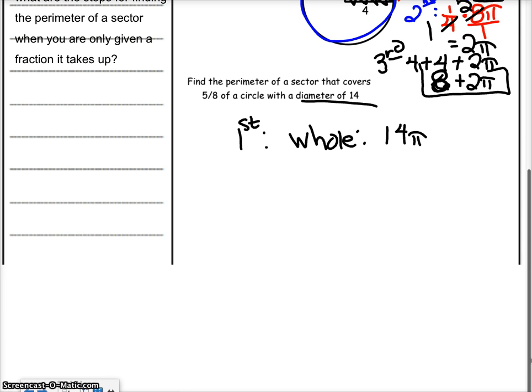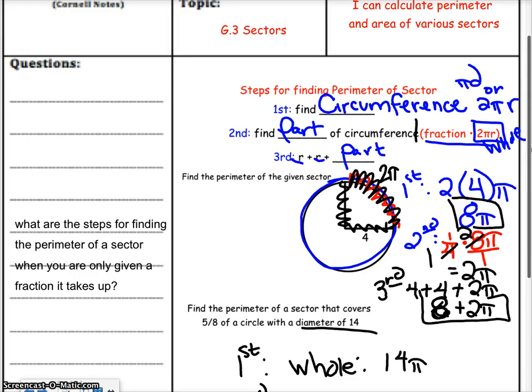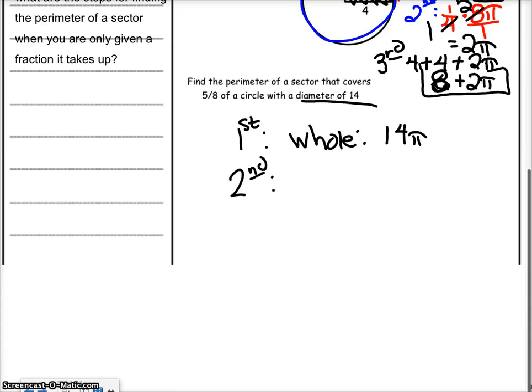Second, I need to find parts. I need to find that little arc length. According to my steps to find part, what I do is fraction times the whole, that's here in part 2, fraction times that whole. So it's 5/8 times the whole. Cross simplify. Top times top over bottom times bottom.